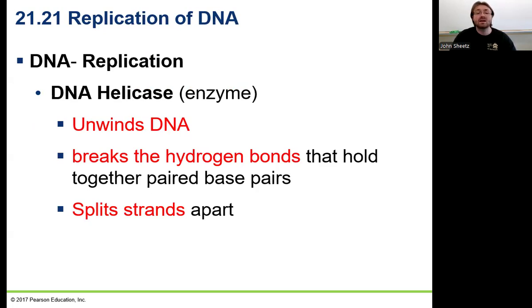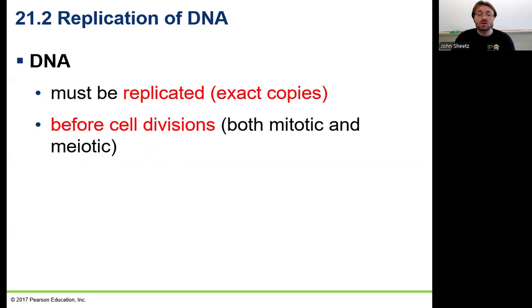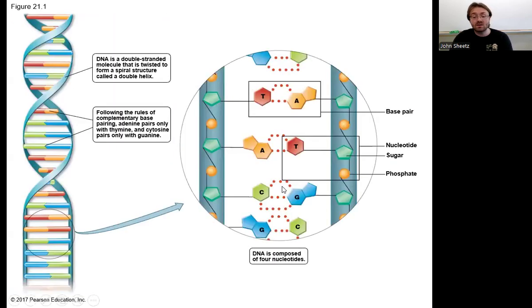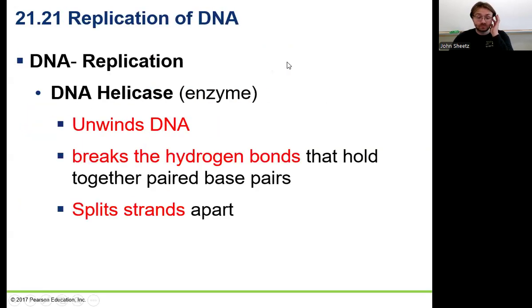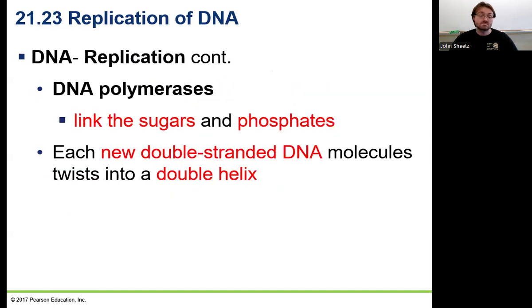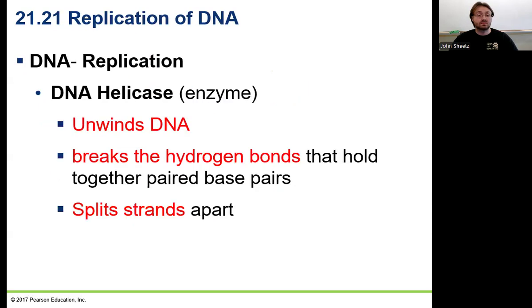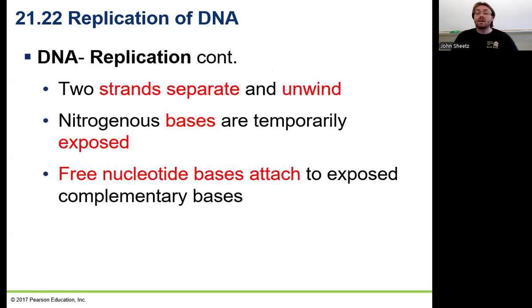So what DNA helicase does is it unwinds the DNA strands by breaking the hydrogen bonds that hold together DNA base pairs. Right here, these dots are our hydrogen bonds. This causes the strand to split apart. So as these 2 strands separate and unwind, the nitrogenous bases are temporarily exposed. This is not something we want to happen for too long because these are very reactive molecules, and if they're exposed for too long, the DNA could start to get damaged.